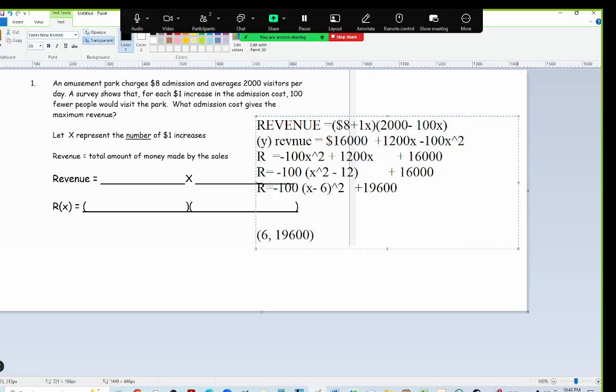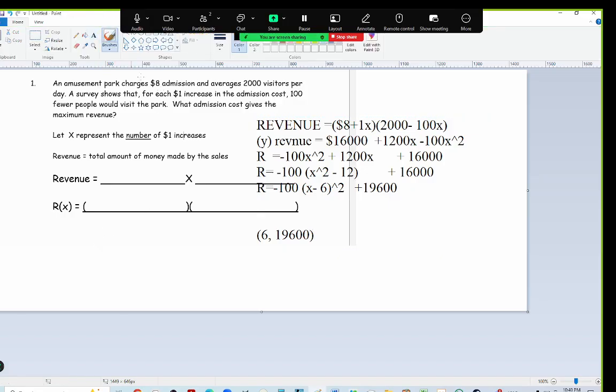What does the 19,600 mean? So what was R here? Revenue, right? And R is on the Y side. Normally we'd see a Y there, right? So that's the Y value there, because this is always X comma Y. So if that's Y and Y is revenue, that's the new revenue, the maximum revenue, because you found the maximum point on the vertex. So that's the max they can make.